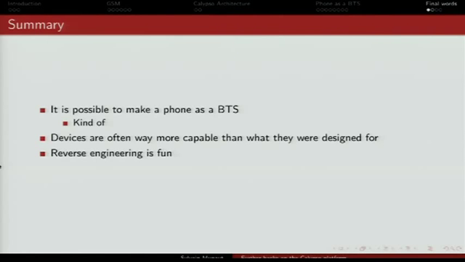In general, pretty much whatever device you take, it's much more fun to try to abuse it than just use it as it was designed. And yeah, reverse engineering is fun. You spend a lot of time staring at code and things like that, or trying to figure out why something doesn't work. But at the end of the day, when you finally make it work, it's really worth it. Well, at least for me.